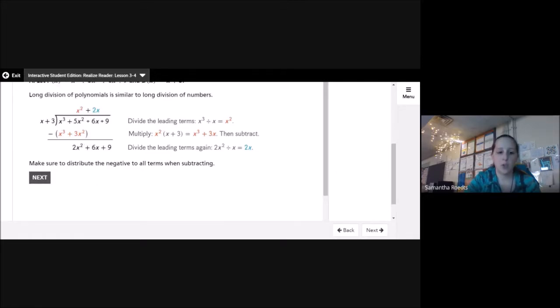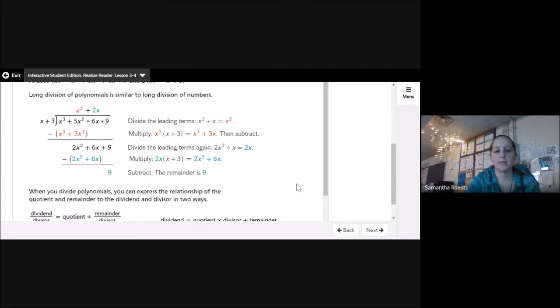So 2x squared is my leading term now. So x times what gives me 2x squared? Well, 2x gives me 2x squared. I then multiply that by x plus 3. Make sure to distribute the negative to all terms when subtracting. Okay. So 2x times x gives me 2x squared, and 2x times 3 gives me 6x. Then I subtract again. So 2x squared minus 2x squared is 0. 6x minus 6x is 0, and I'm left with 9. So the remainder is 9.